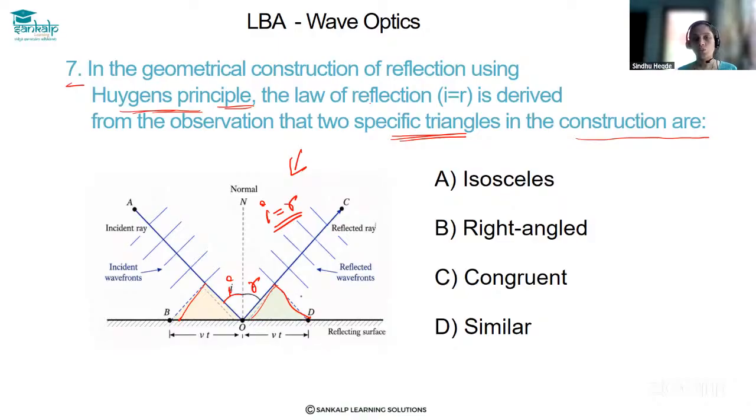Okay, we will just observe the conditions which match here. First of all, these two triangles are equal, meaning both triangles have equal sides. So the first thing is equal sides.